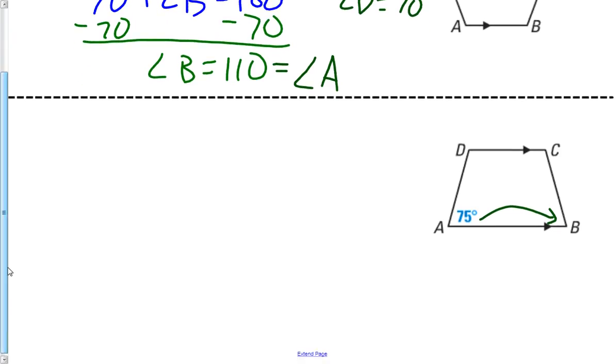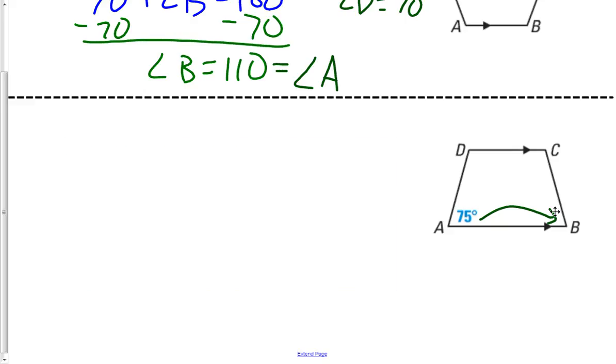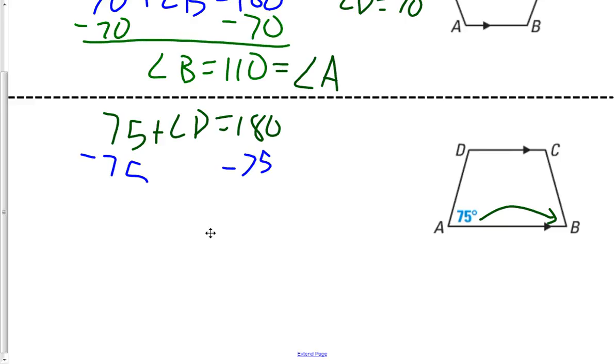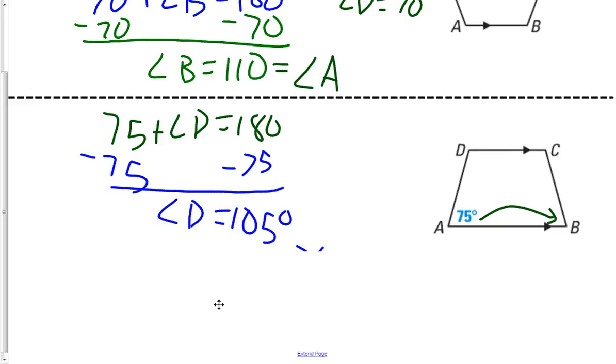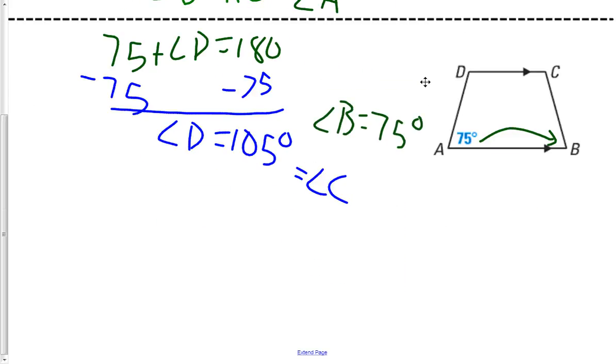Down here, following one more time, we've got angle A is 75, so angle B must also equal 75. Now 75 plus what equals 180? So 75 plus angle D equals 180, and then we're going to subtract 75 from each side to get angle D equals 105, which is also equal to angle C. And then lastly, again, angle B is 75. So those are the three angles we were missing.